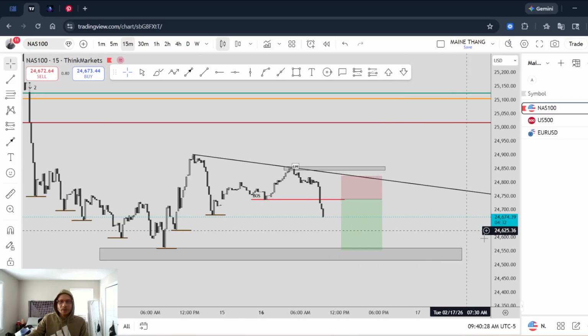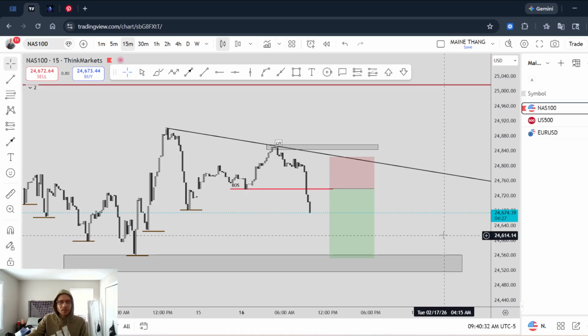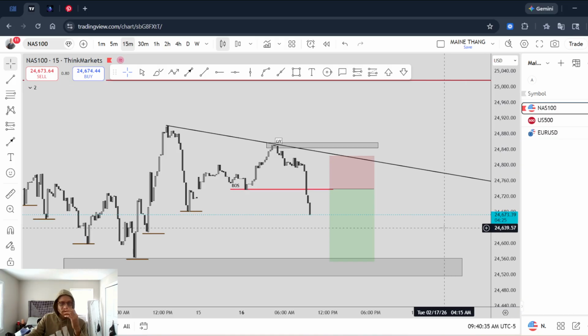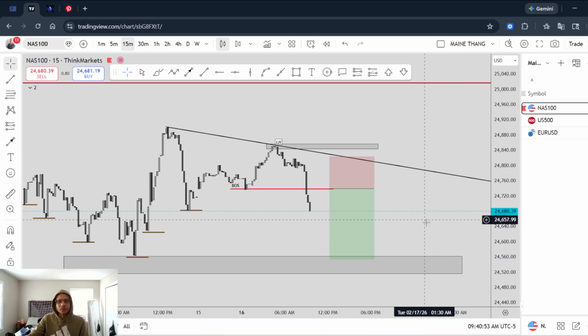I've decided to no longer look at gold. This personality really doesn't match with mine. It moves when it wants, like in session, out of session, and consolidates a lot. I don't like that. You have to have patience with gold. When it moves, it moves.